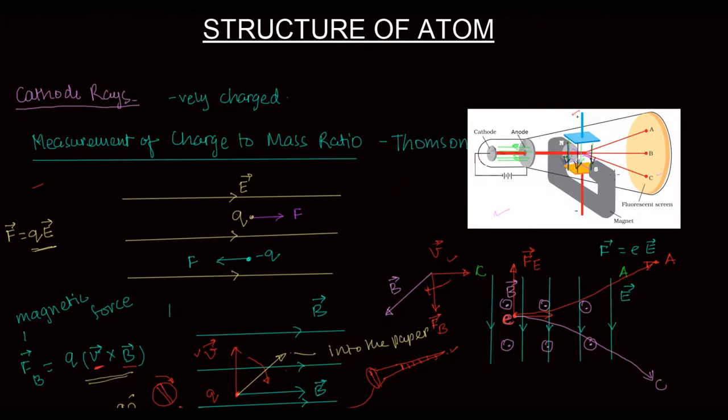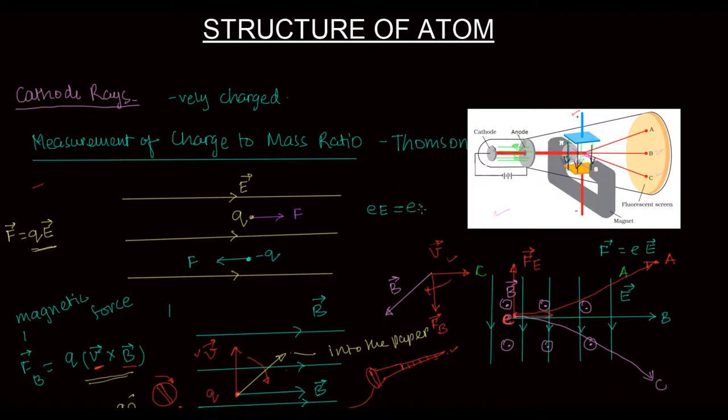Now he adjusted E and B in such a manner that the electron did not deflect and hit B. So I can arrange these two forces to cancel each other so that this whole thing comes and hits in the center as if there are no electric or magnetic fields, right? And when will that happen? Because you see, the upward force that is being applied is eE, right? And the downward force that is being applied is qVB. We had just seen here.